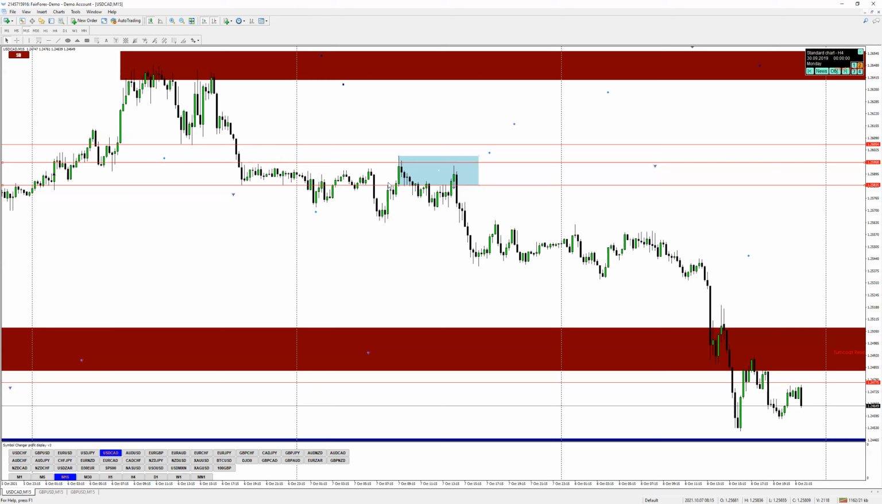And guess what? That was possibly the London session or the New York session, one of those in between this area, the drop. I think it was still London.